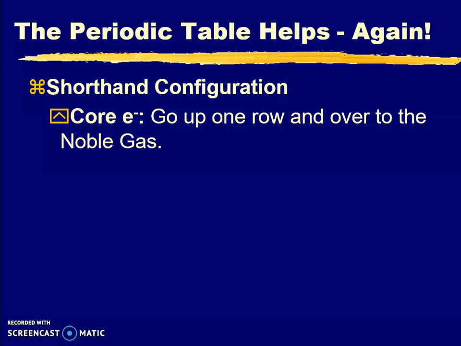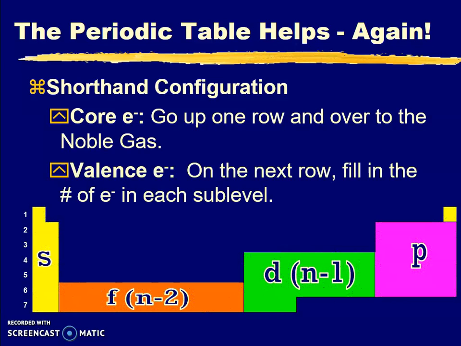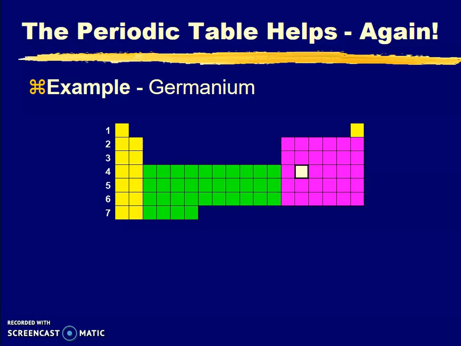Like I said, go up one row over to the noble gas, and then you just draw out the valence electrons. So the ones that are on the next row to fill it out. Okay, here's an example. Let's do germanium. The white box on here represents germanium. So we're going to go up one and over to the noble gas. The noble gas that is highlighted in white is argon. So we just write argon. And then we use the periodic table just like we've been doing to fill in the rest.